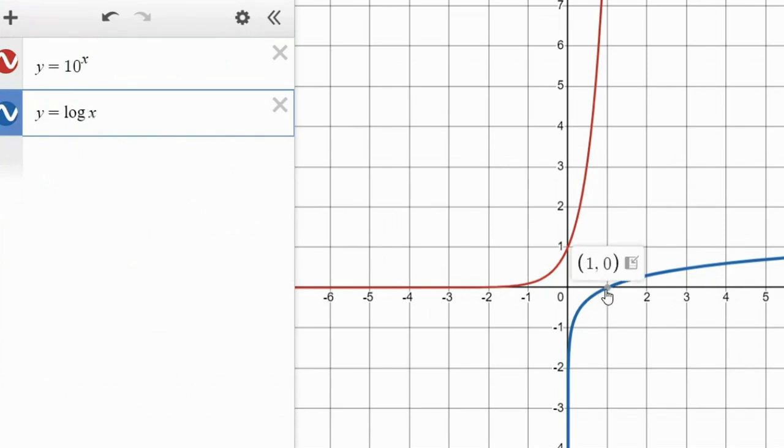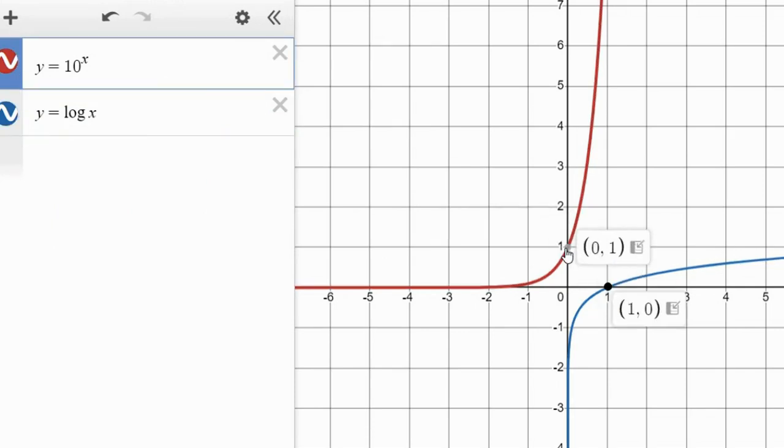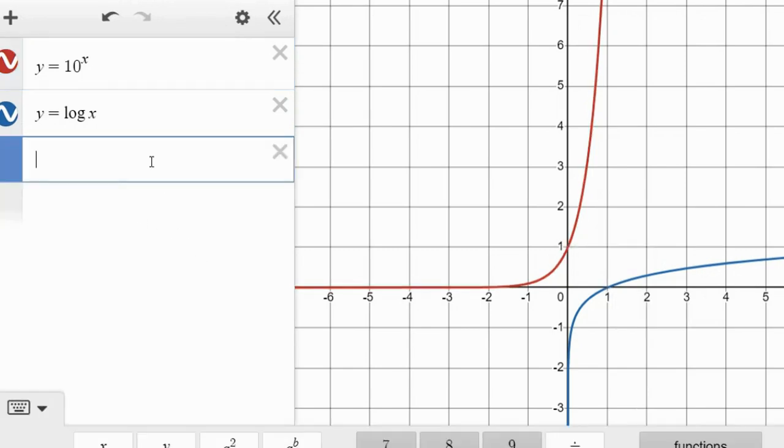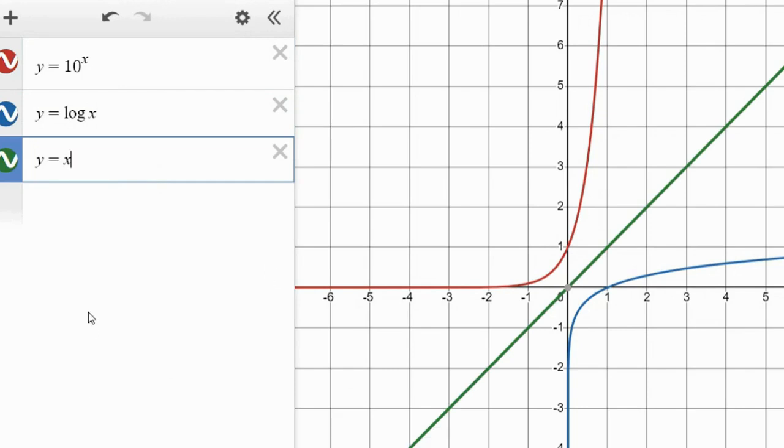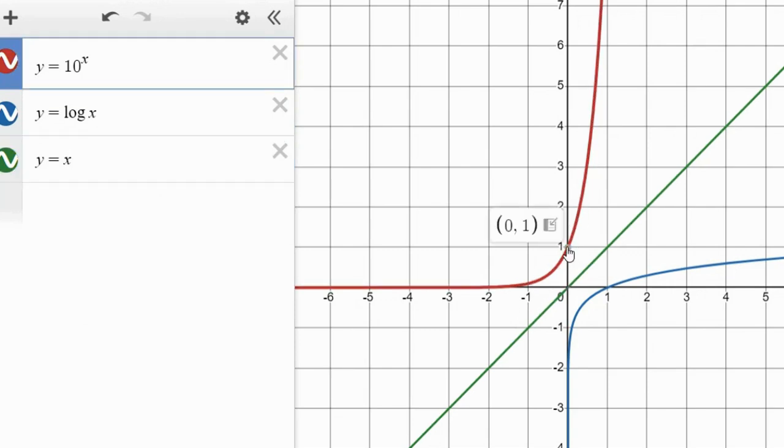This is the logarithmic equation. Notice it has 0, 1, 1, 0. This is a reflection over the line y equals x, that green line right there. So every point you find here, you can find the equivalent point over here, swapping the x and y. 0, 1, 1, 0. Let's see if we got a point.